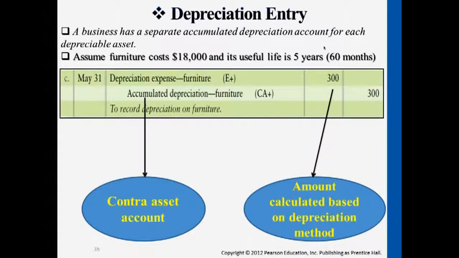So if you match those two together, you can figure out the book value of the asset. Meaning that if you have furniture worth $18,000, you see $18,000 listed under furniture. If you see $300 listed under accumulated depreciation, then you can estimate the value of the current asset will be $18,000 minus $300. So the $300 represents using the asset for a month.